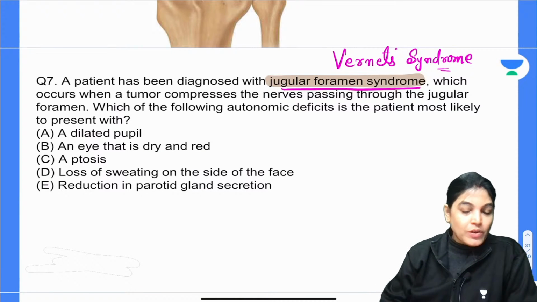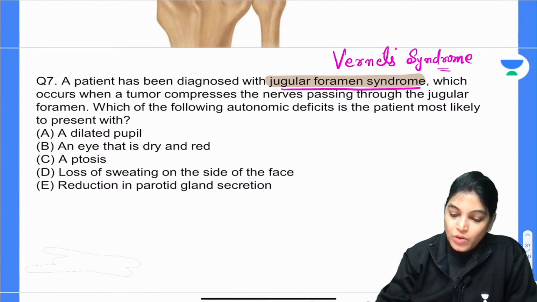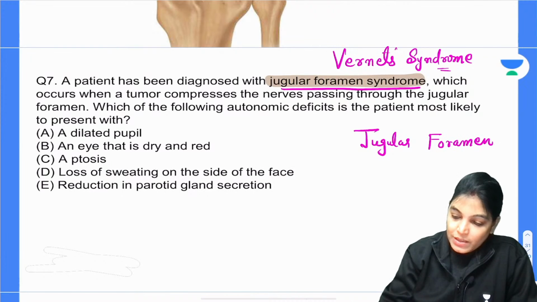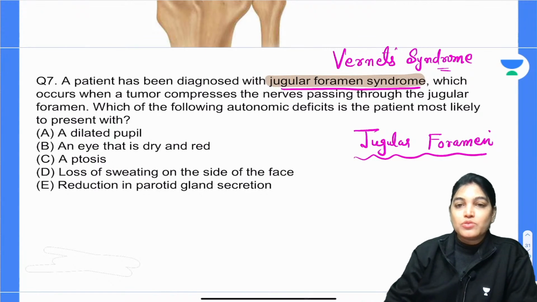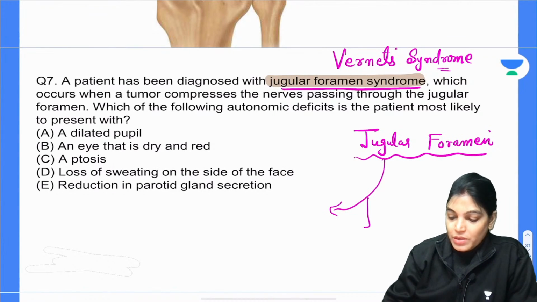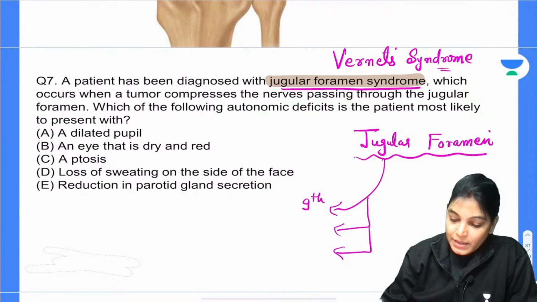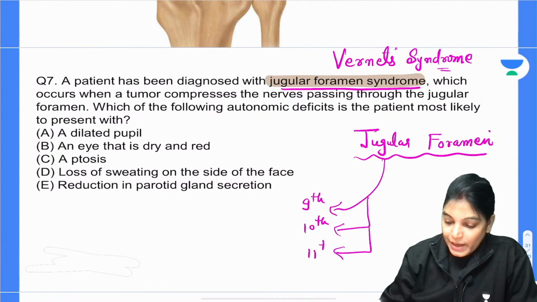So first thing, how you are approaching to the correct answer, I will tell you. Can you tell me which nerves are passing through jugular foramen? Tripti is absolutely correct with her answer. Three nerves pass through the jugular foramen. What are they? 9th cranial nerve, 10th cranial nerve, and 11th cranial nerve.